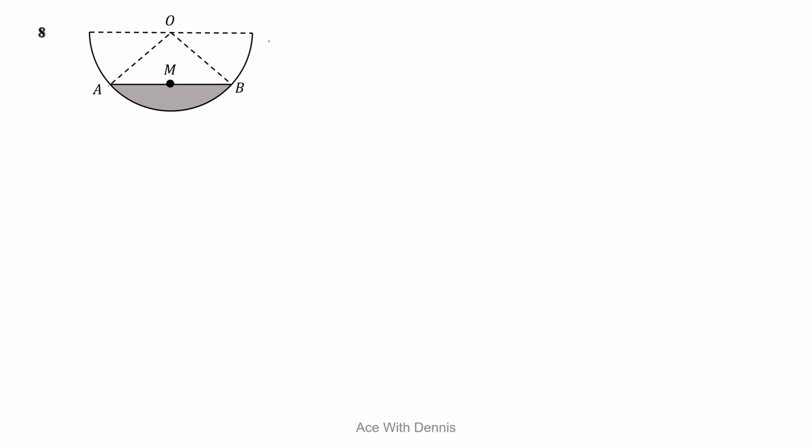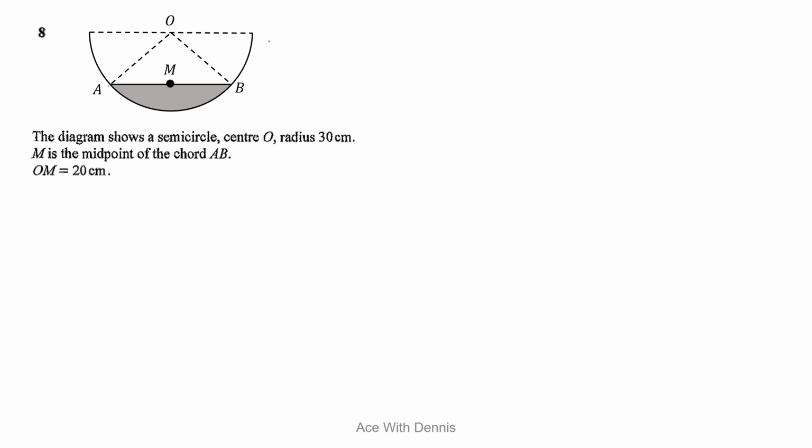Question 8. Given this diagram, the diagram shows a semicircle, center O, radius 30 cm. M is the midpoint of the chord AB. OM equals 20 cm. A. Show that angle AOB equals 96.4 degrees correct to 3 significant figures.